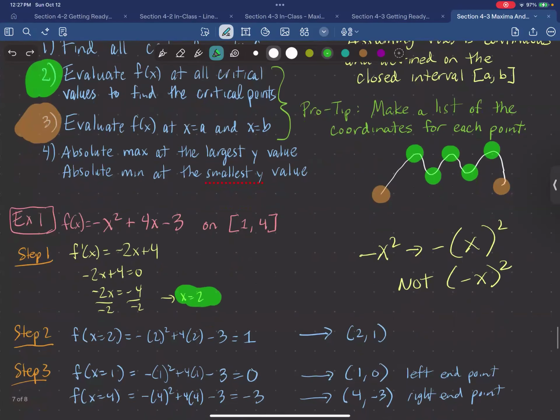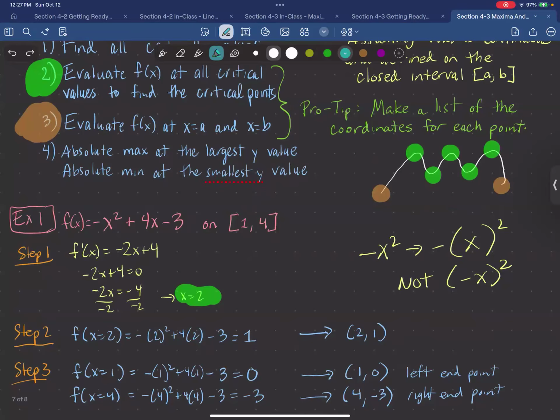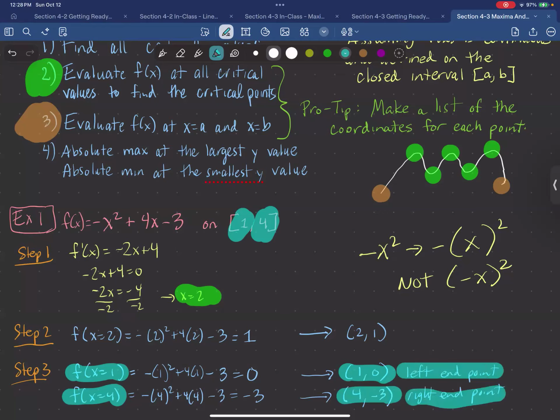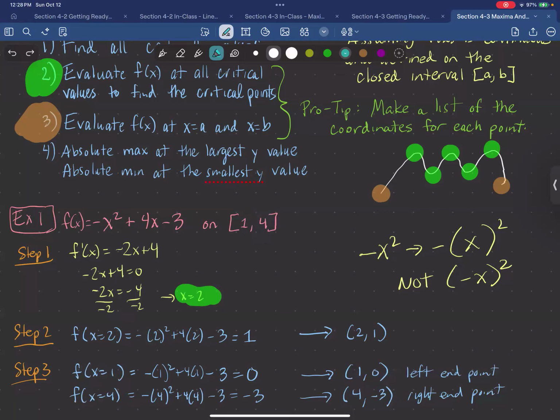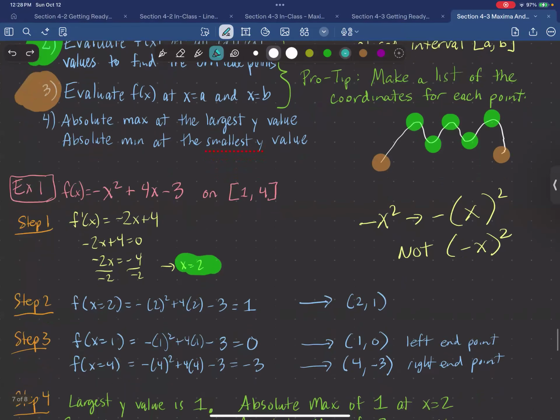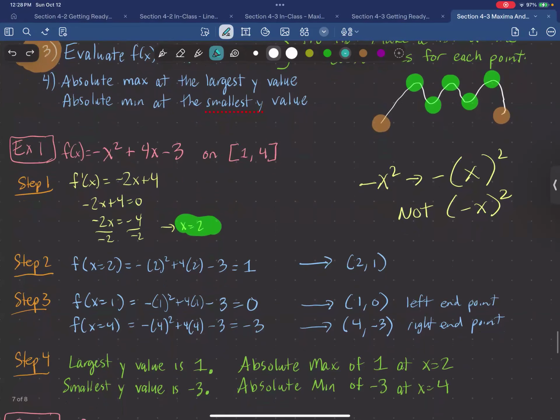Step 3, my endpoints are 1 and 4, so I'm going to do f of 1 and f of 4. When you plug and chug those, you will get (1, 0) and (4, -3). This one is the left endpoint. This is the right endpoint. I didn't graph these because I want you to know that you don't need to graph it to see that it's true. This process works.